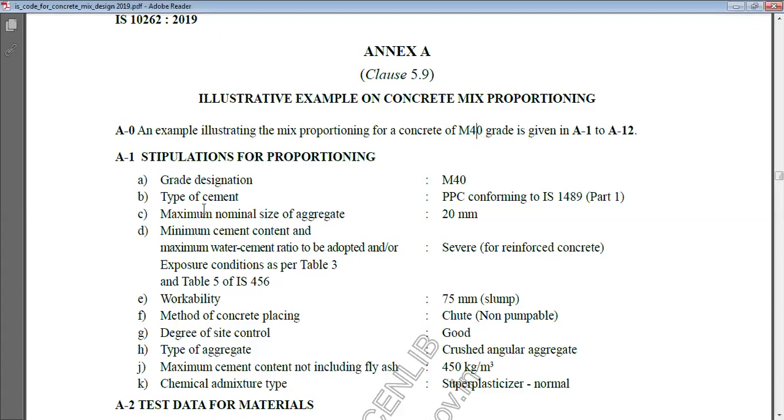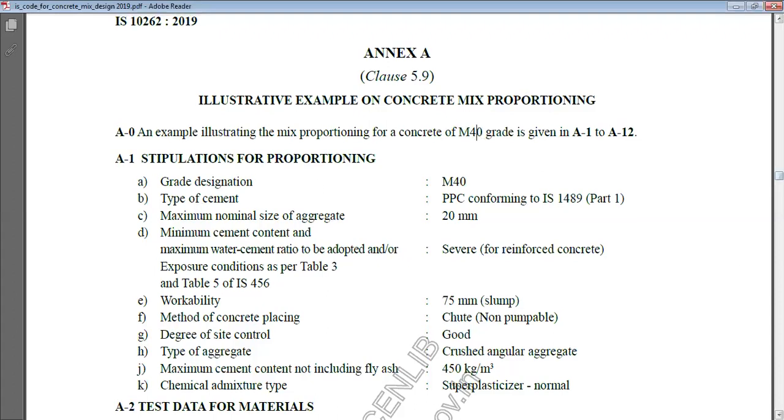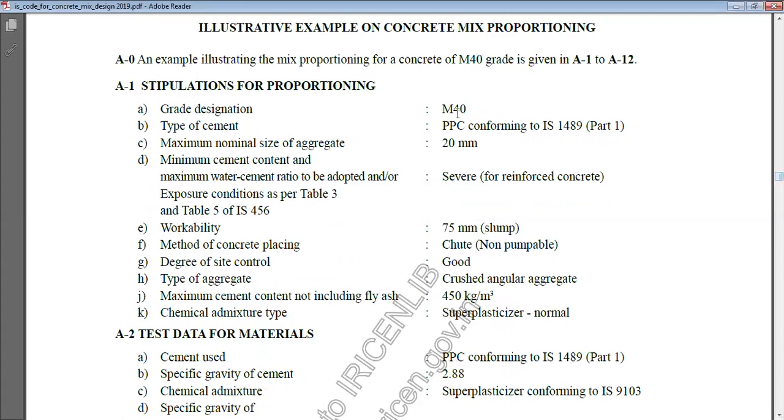Here, what are the given data? We'll discuss one by one. First, it is the grade of the design, that is M40. Next, the type of cement. It is PPC. OPC and PPC: OPC means ordinary Portland cement, and here it is Portland Pozzolana cement. Next, the nominal size of aggregate is 20 mm, the maximum size. The aggregate size is a maximum of 40 mm.